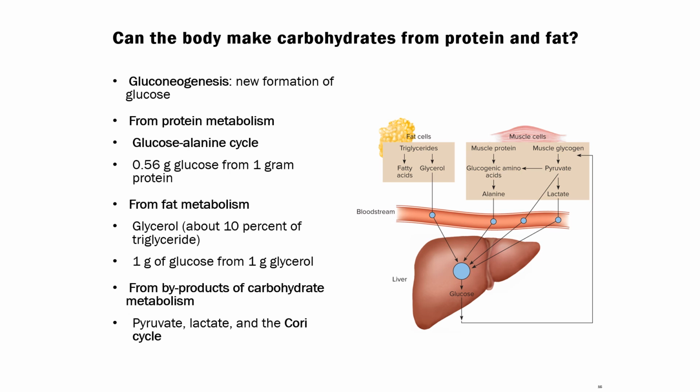Now, pyruvate produced from glycolysis can be used to generate glucose as well. And during anaerobic metabolism, lactate is produced by muscles and transported to the liver, where it can be converted back into glucose through the Cori cycle. These pathways are crucial, especially during fasting and intense exercise or in low carbohydrate diets, to maintain blood glucose levels and supply energy to glucose-dependent tissues like the brain and red blood cells.